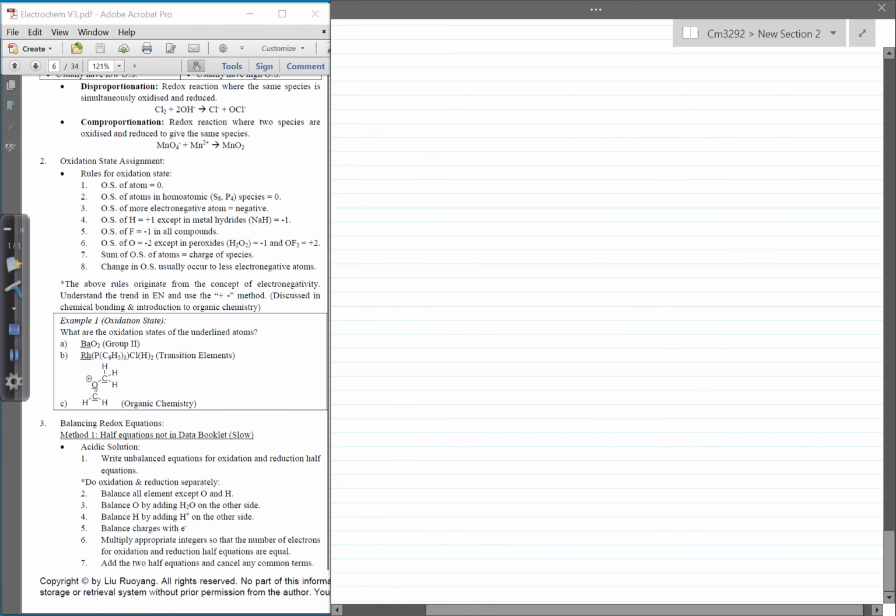So now we can try to attempt example 1, right? They come from different topics. First one should be quite simple. BaO2. Barium is from group 2. If connected to O2, barium can only have oxidation state of +2 since it's from group 2, right? Which means in this case your O2 is actually O2 2-, right? How do I get O2 2-?